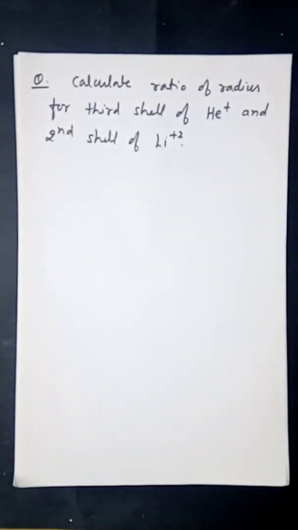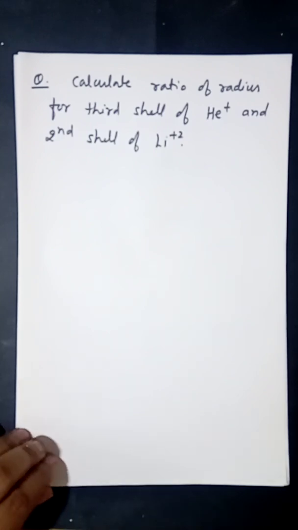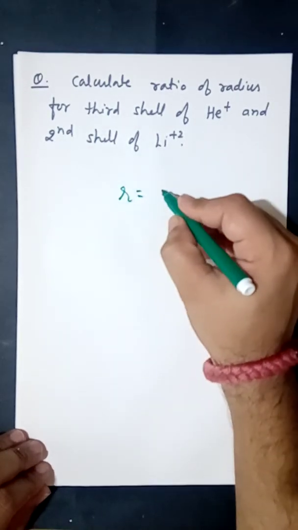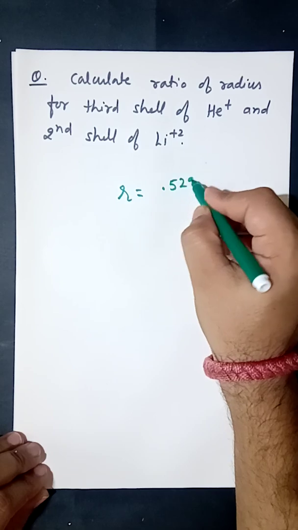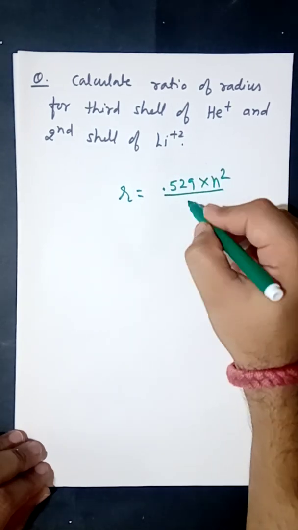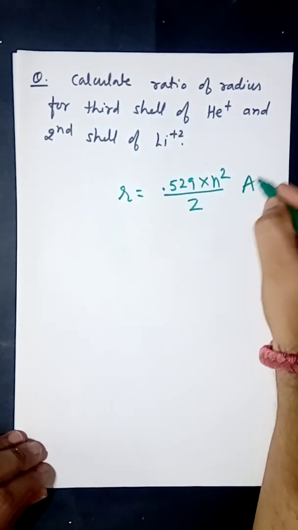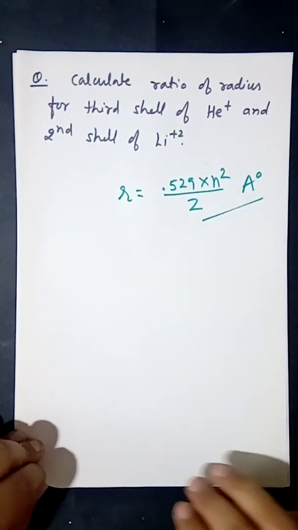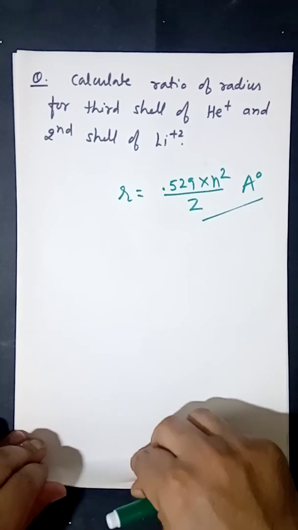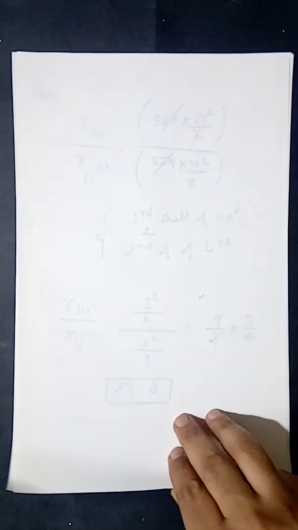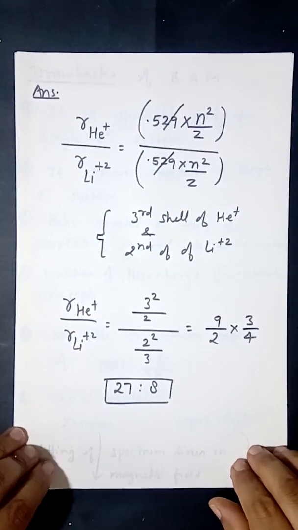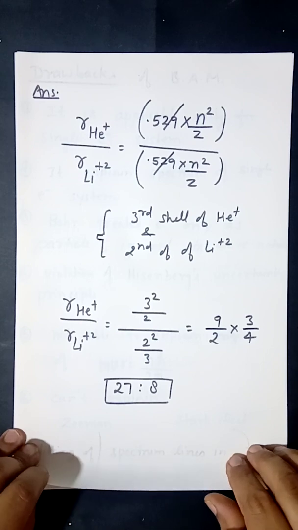One more numerical for you. Calculate the ratio of radius for the third shell of He plus and the second shell of Li 2 plus. Remember the formula of r, it was 0.529 into n square upon Z. This is the formula to calculate radius. Unit is angstrom. You have 3 minutes to do this question. Your time starts now. Now see the solution. Check the solution. Any doubt you can share.